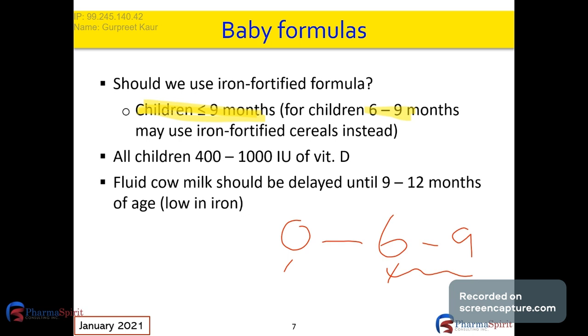All babies must receive 400 to 1,000 units of vitamin D daily. And another common question is, what about homogenized cow milk, like the cow milk that we use at home? Can we give the baby homogenized cow milk? Usually, homogenized cow milk should be delayed until the child is 9 to 12 months of age, because homogenized cow milk generally is low in iron. So usually, homogenized cow milk is started preferably when the child reaches 1 year of age.